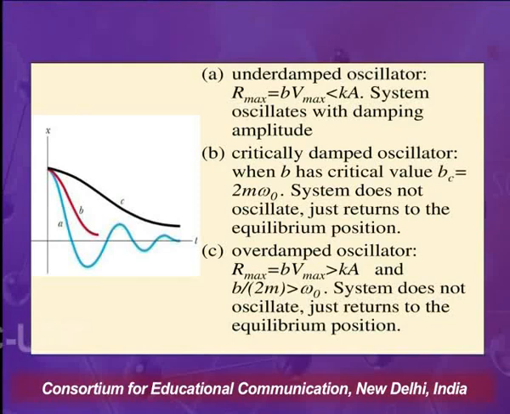The C graph is the condition for the overdamped oscillator. So in that overdamped oscillator, what will happen? R max equals b v max, which is greater than kA, and b upon 2m is greater than omega naught. The system does not oscillate, it just returns to the equilibrium position. So there are basically three types of damping: underdamped, critically damped, and overdamped.